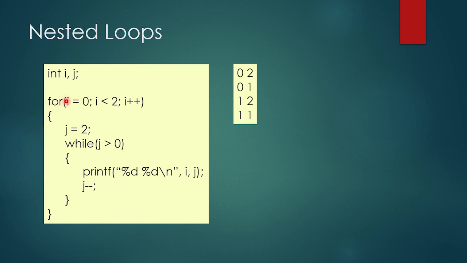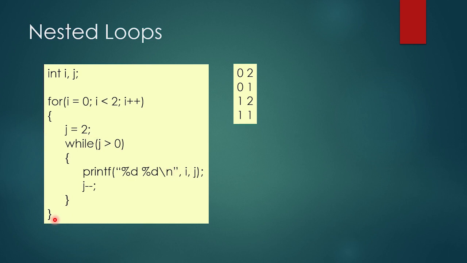It increments i, so that it is now 1. Comes in here. 1 is still less than 2. It sets j to be 2. While j is greater than 0, it's 2, so it is. It prints out i and j, which should be 1 and 2. Decrements j to make it 1. Comes around, it's still greater than 0, so it prints out 1 and 1. Decrements j, it becomes 0. It's no longer greater than 0. It exits that loop. It comes around here.